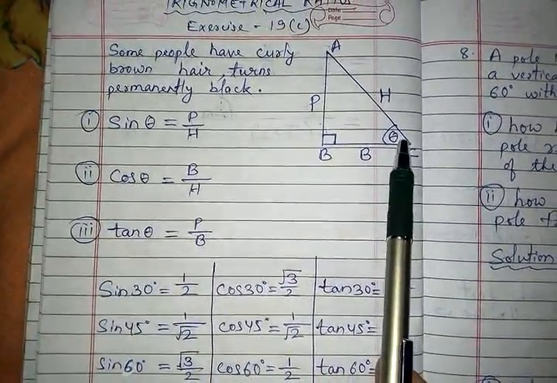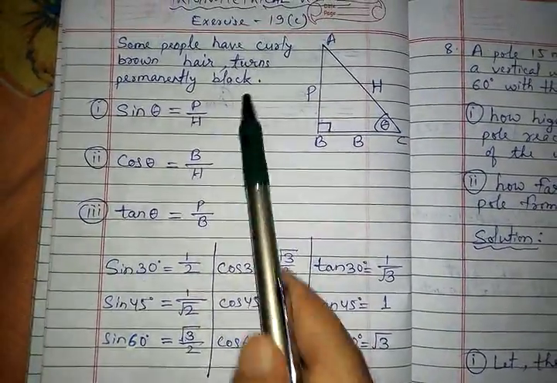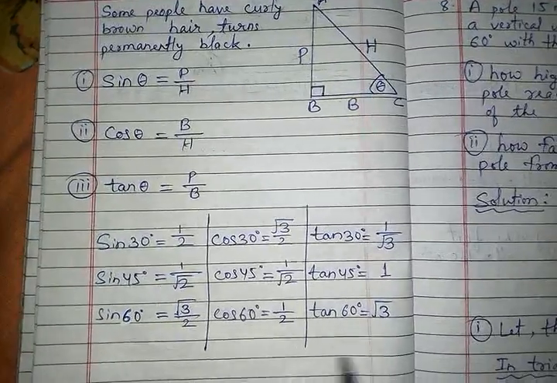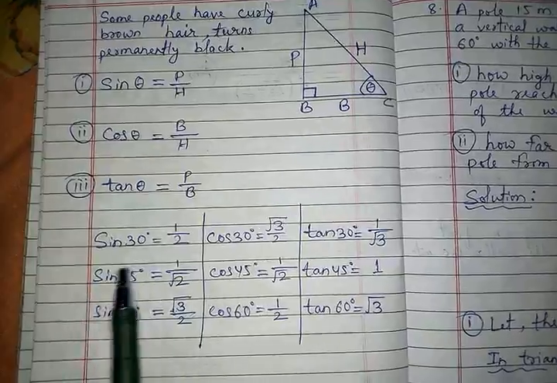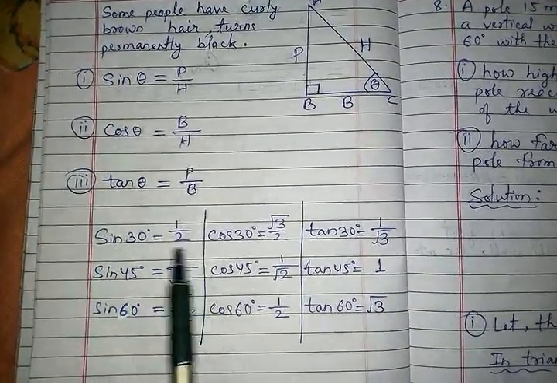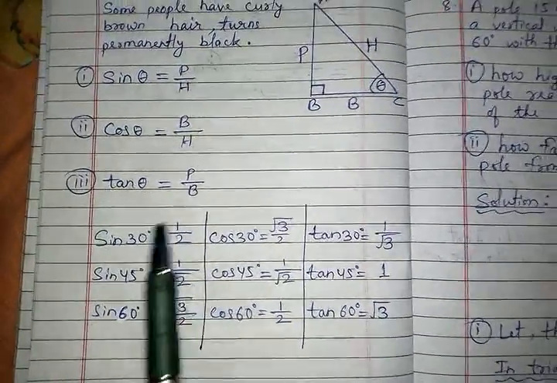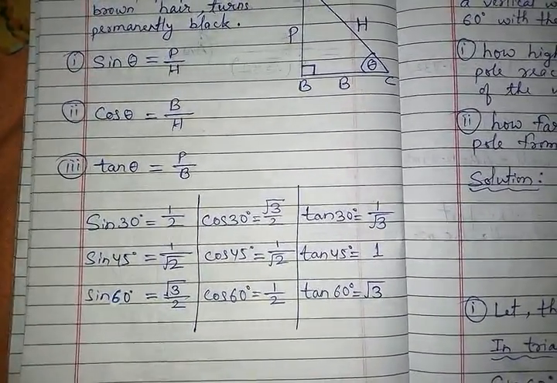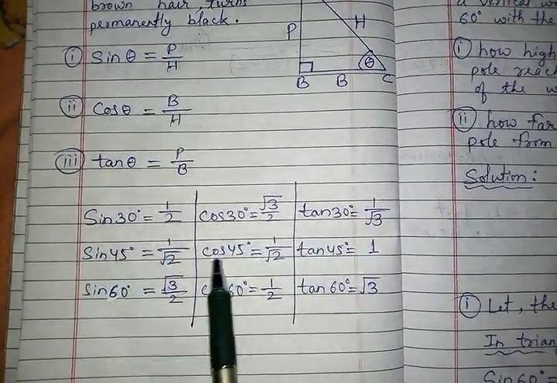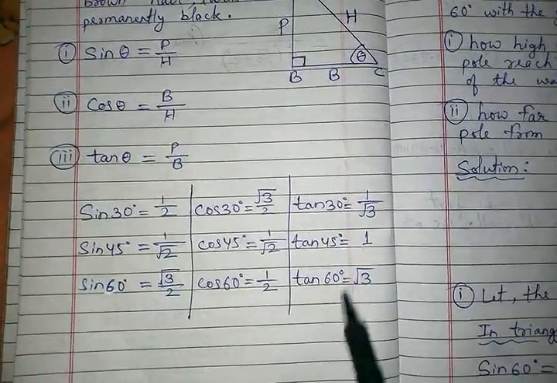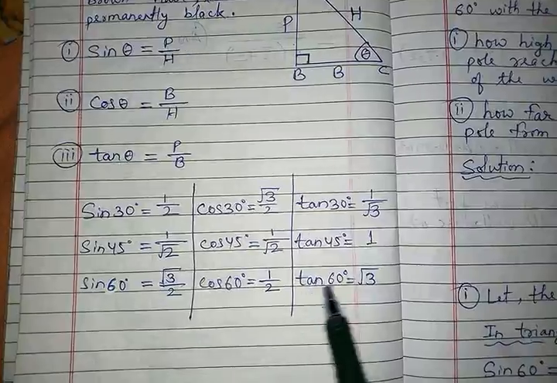Today this theta will have some value in this chapter, and together with these formulas the degree values of the trigonometrical ratios are very important. Sin 30 degrees is 1 by 2, sin 45 is 1 by root 2, sin 60 is root 3 by 2. I spoke about these values in my last video. We should remember all of them. Cos 30, cos 45, cos 60, all the values are provided here. Tan 30 is 1 by root 3, tan 45 is 1, tan 60 is root 3.